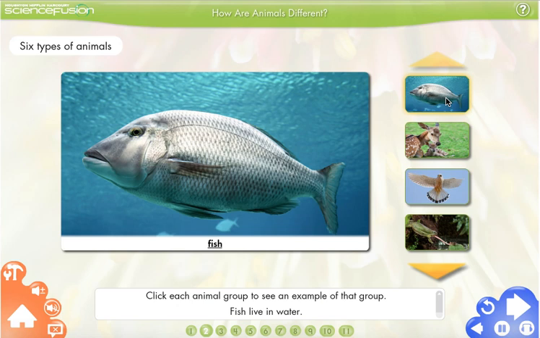So the first one is fish. Fish live in water. They use fins to move. Fish have gills to take in oxygen. Most fish have scales. So oxygen would be the air that they breathe. So they get oxygen in the water by using their gills. And then right here, these are scales on the fish.